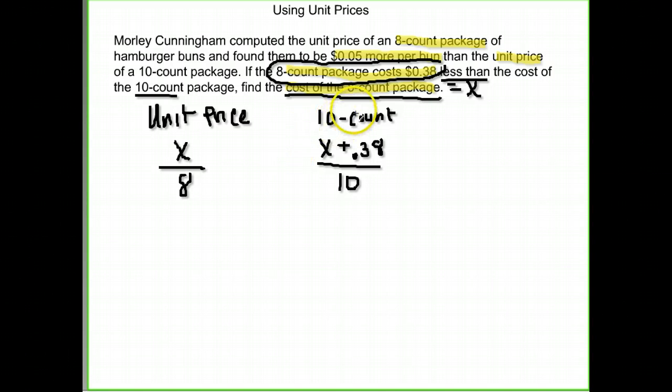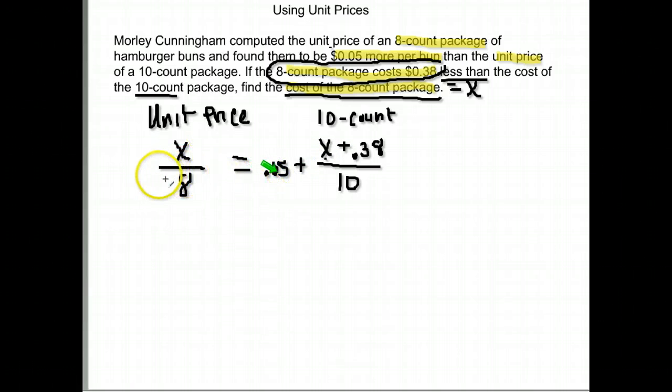So let's use the one more piece of information they gave us here. We have so far set up the unit price for an 8-count package and a unit price for a 10-count package, and we're going to go from there. It says that the 8-count package is 5 cents more per bun. So their unit price is 5 cents more than the 10-count unit price. So here's the unit price for my 8-count package. It should be equal to the 10-count package plus 5 more cents. So I'm going to go ahead and put that on the front here.